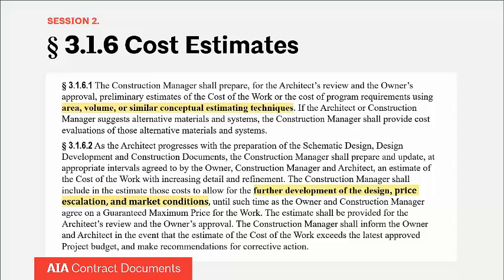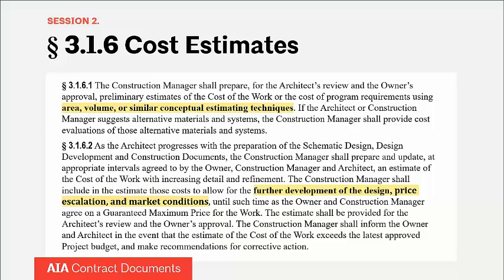Moving on to also show some of the contractual language that we believe to be design assist in nature. In my opinion, the highest value thing that construction managers and their teams do during the design phase is cost estimating. Others might disagree with me on that, but I think that providing cost estimates on a real-time basis during design is very important. You'll notice that in section 3.1.6.1, actually the 3.1.6 is broken down into two types of cost estimating. Subsection 1, the construction manager is required to prepare a preliminary estimate of the cost of the work using area, volume, or similar conceptual estimating techniques. But as the design progresses, the construction manager must update the cost estimate with increasing detail and refinement.